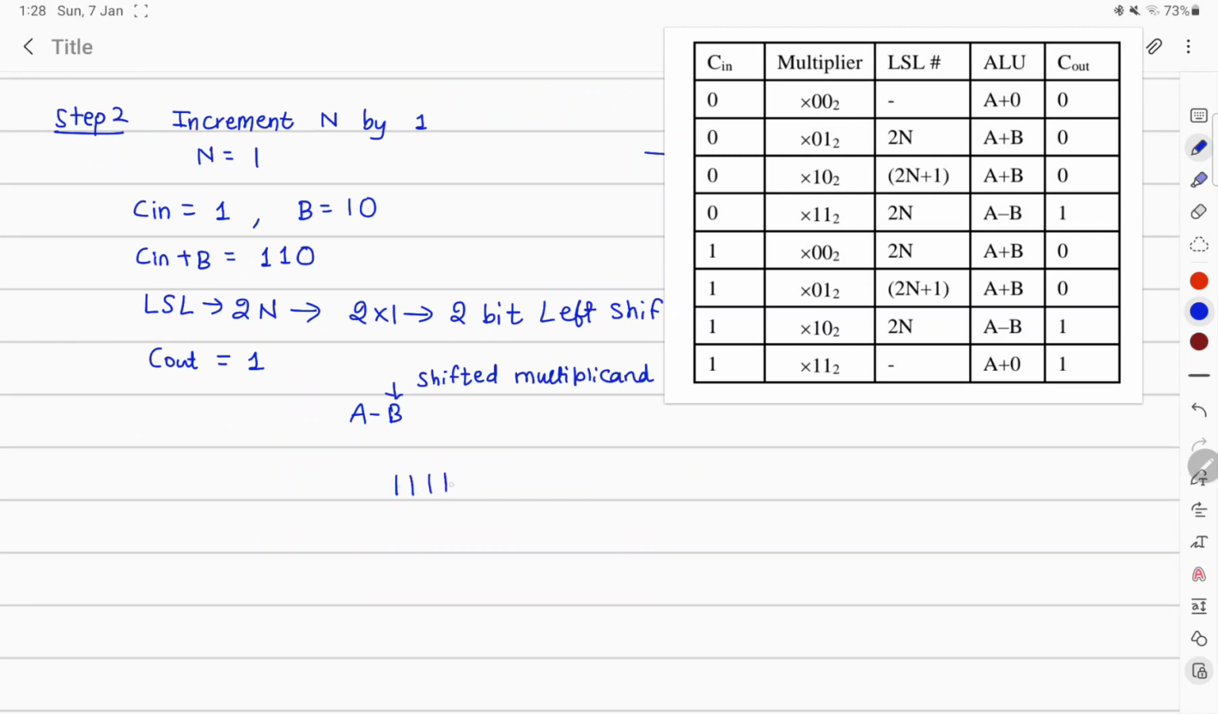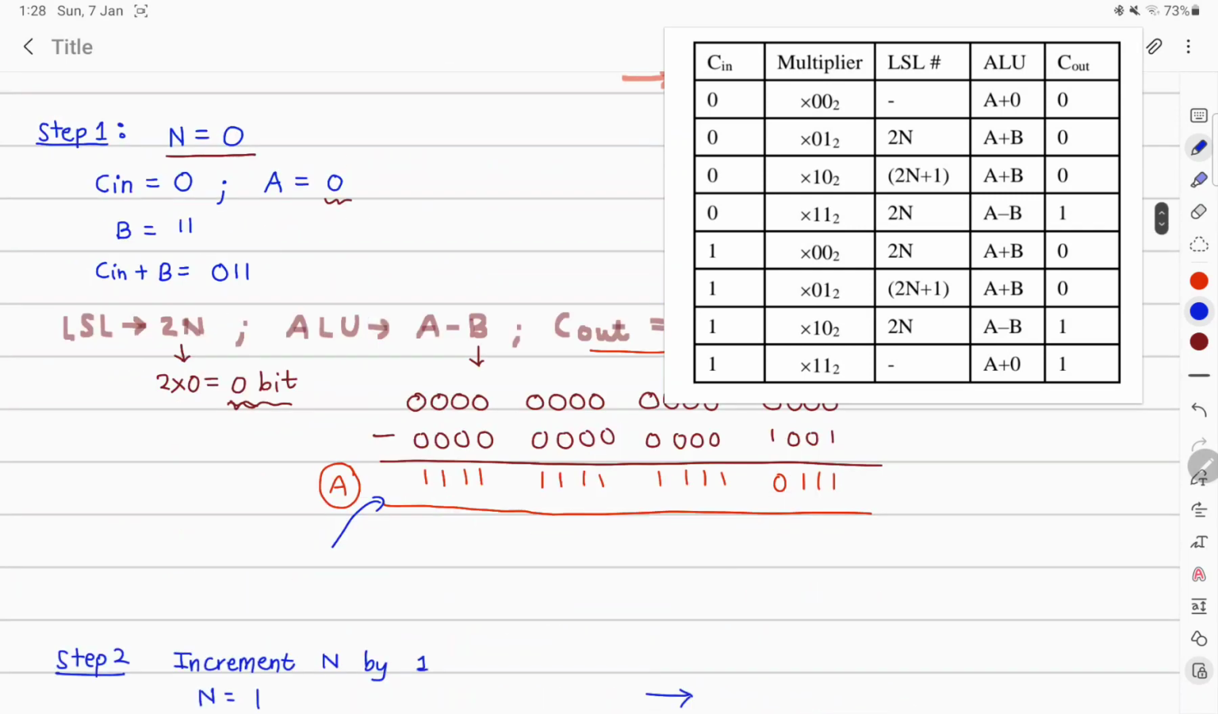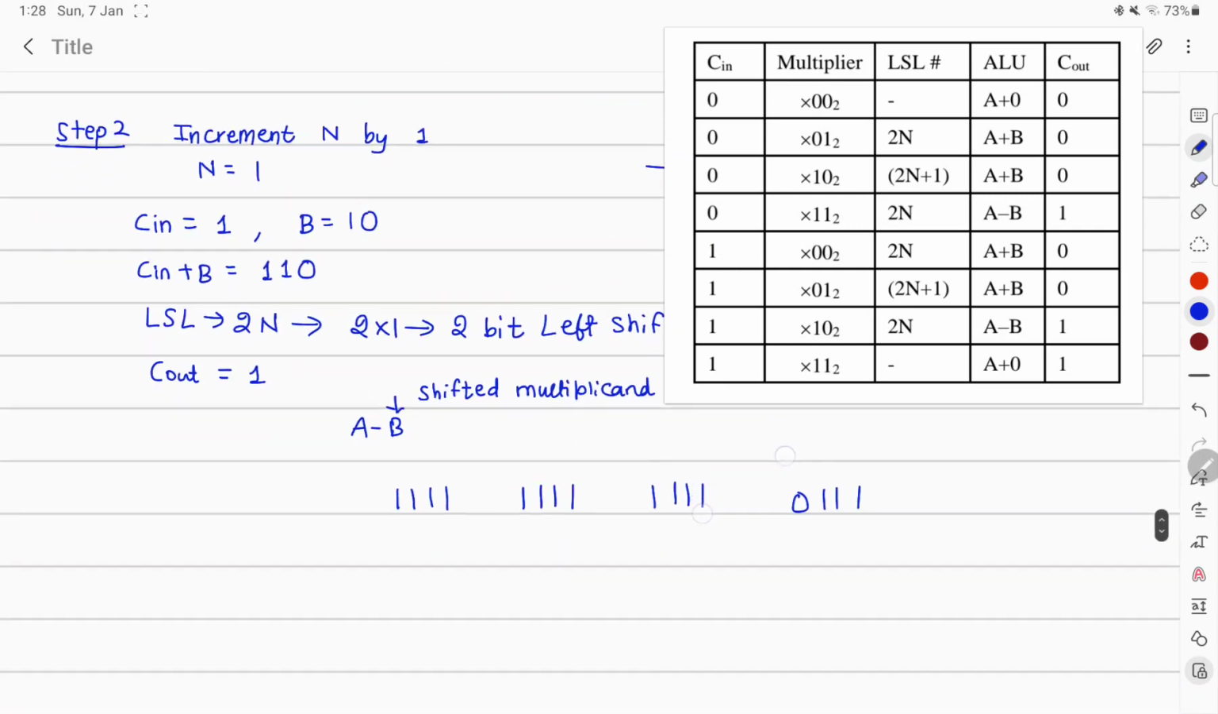So 1 1 1 1 1 1 1 1 1 1 1 1 0 1 1 1. And then what is shifted B? You have to shift this 2 bits. So you will add 2 zeros on the left and write the same number. That is LSL by 2 bits. So you will add 2 zeros, and then you have 0 1 and 1 0, 1 0 1 1 you will have. So that is your same number, and you can add zeros, no problem, because it won't change the magnitude.